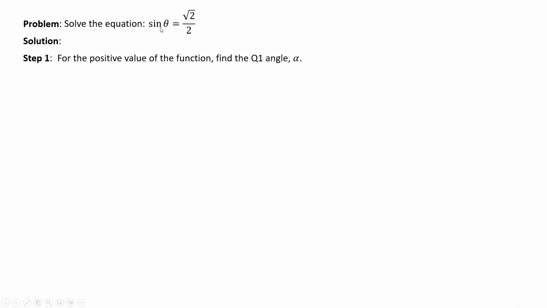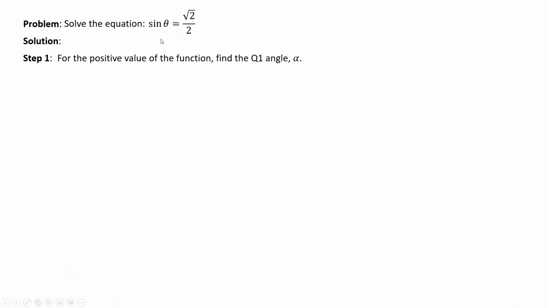But in some other problem, we could have negative square root of 2 over 2 or negative 1 half or whatever, right? Now, what I'm saying here is ignore that sign. If it's negative, just look at only the positive value of this function. Negative square root of 2 over 2, just make it square root of 2 over 2. Think about that first. And for that positive value of the function, can you find the first quadrant angle?